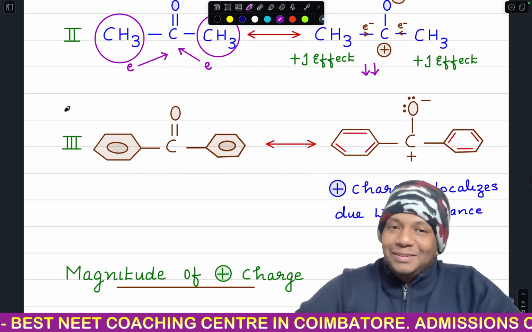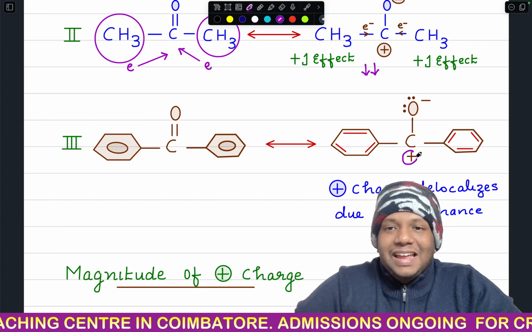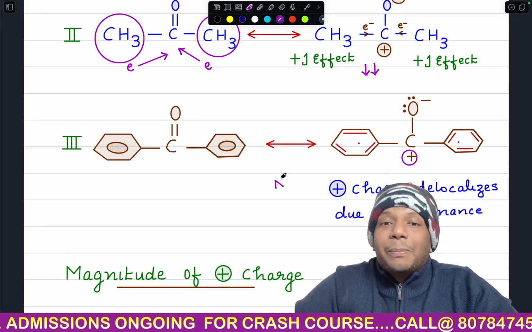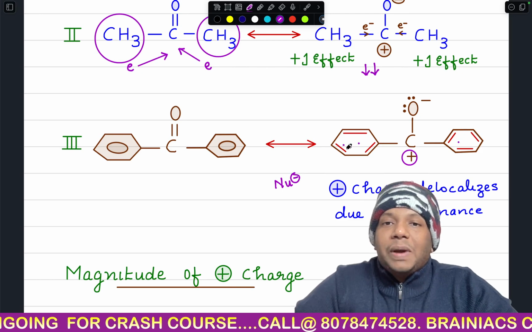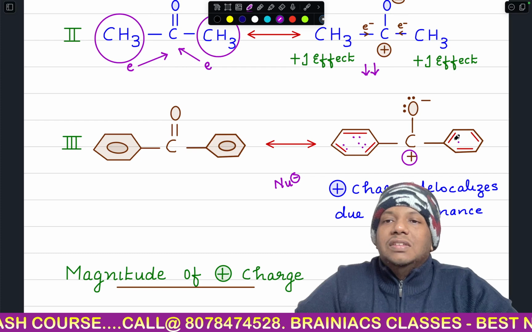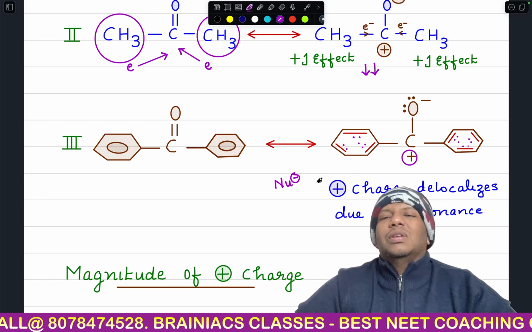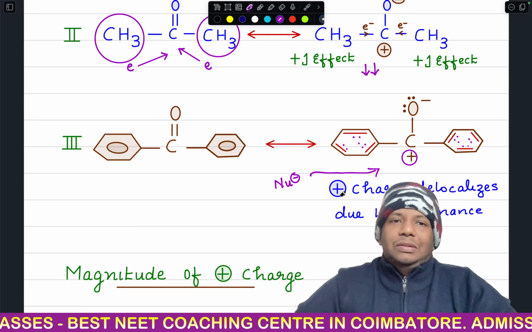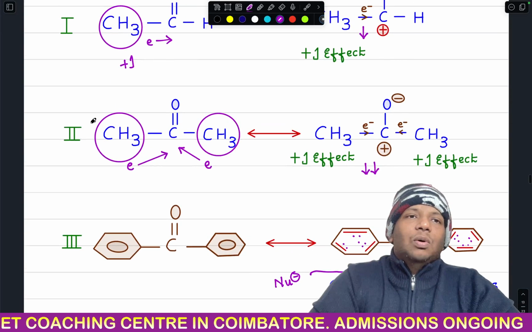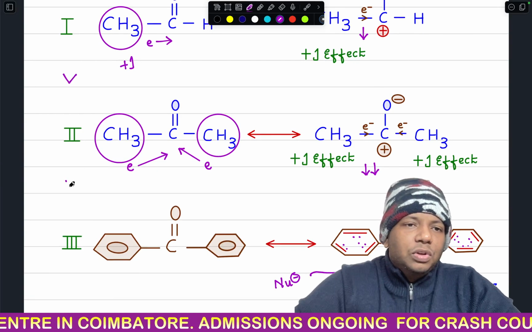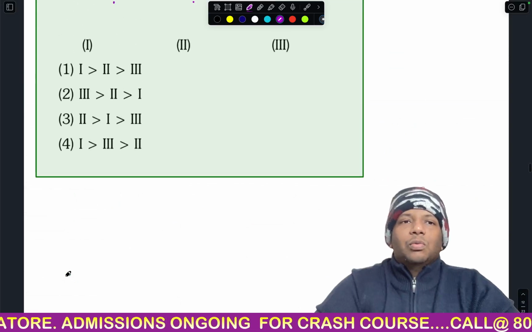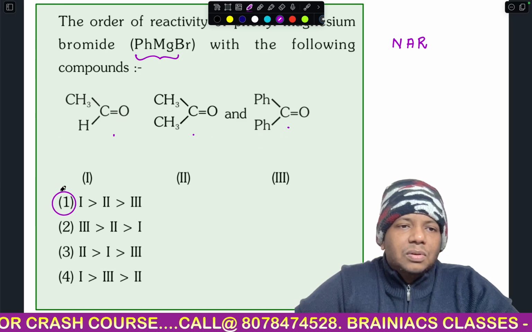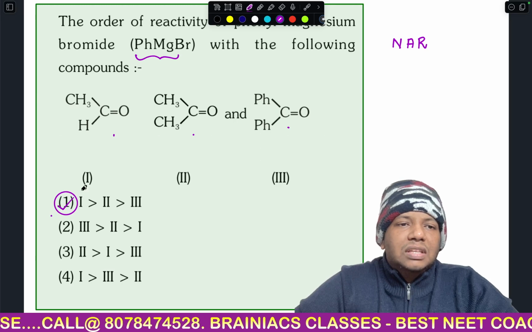In the last one, I told it's a benzophenone. I can easily say this positive charge will enter into resonance with this benzene ring or with even this benzene ring. So the nucleophile cannot even approach this particular compound. Why? Because there are a lot of pi electrons present here. These will repel the incoming nucleophile. So the nucleophile will not find it easy to come near, and even if it is coming, it will not find the positive charge. So it is very less reactive. So the order will be 1 is more reactive than 2 and 2 is more reactive than 3. Correct? So what would be the order of reactivity? Answer would be option 1, because 1 is more reactive, then 2, then 3.